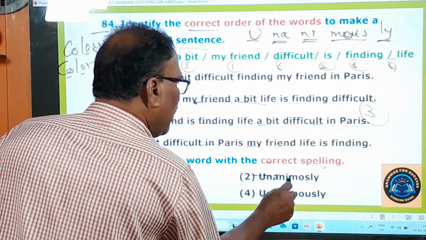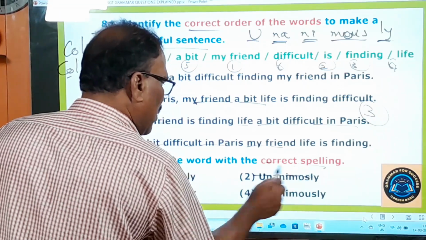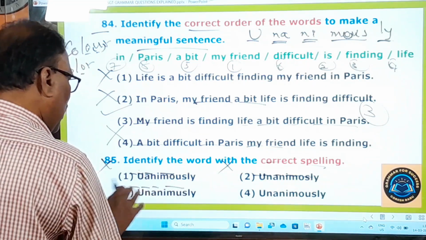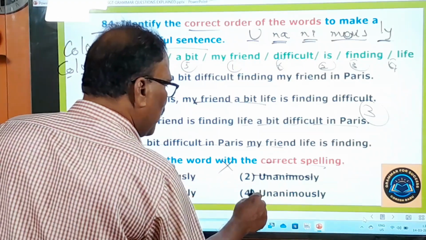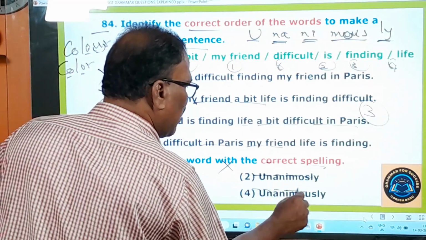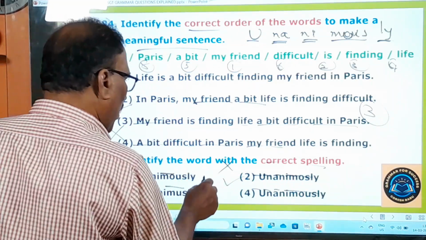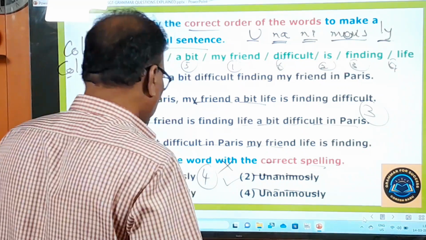You, na, ni, must. MOUS is not there. MOS is there. Li is also okay. This is wrong. And you, na, ni, mustly, wrong. And O is missing in this. That's why this is wrong. So in the fourth one, you see you, na, ni, must, MOUS, LY. So this is absolutely right. 1, 2, 3 are wrong. Only the fourth one is the right one. And now let's move on to other questions.